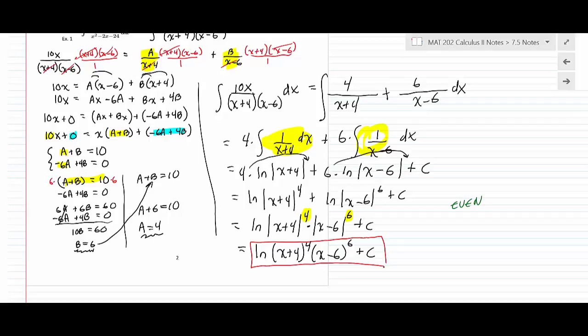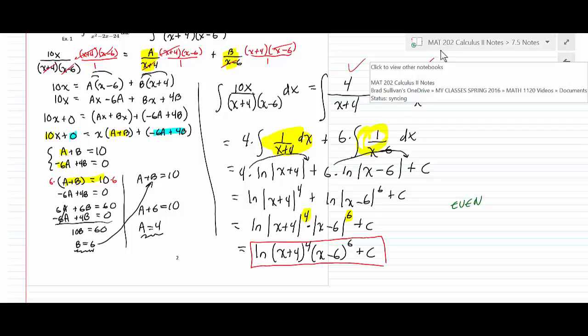So that's the answer to the problem. Most of the work on that is doing the partial fraction decomposition to find a and b. Once you got that, it's easy. You see what I mean? Does that look reasonable to everybody?